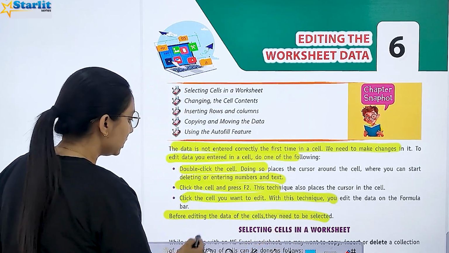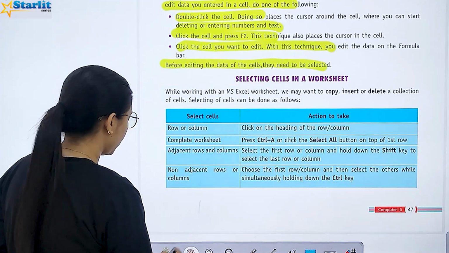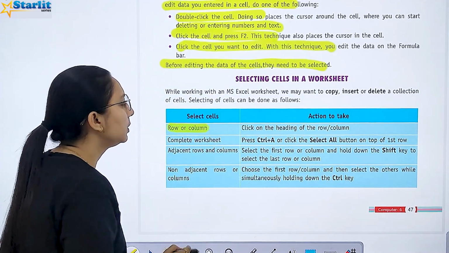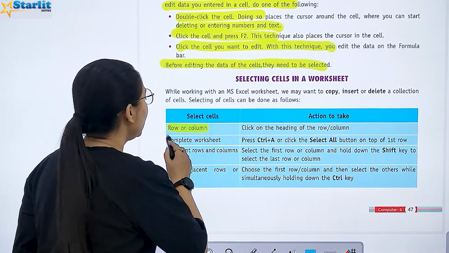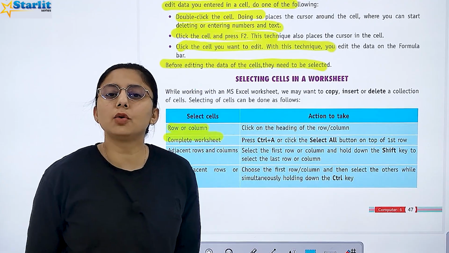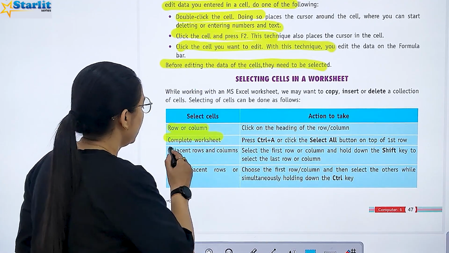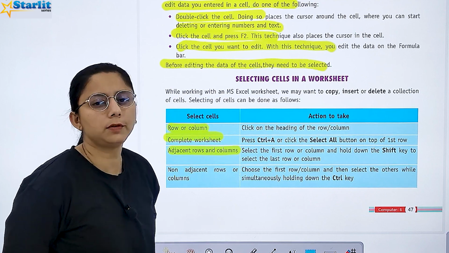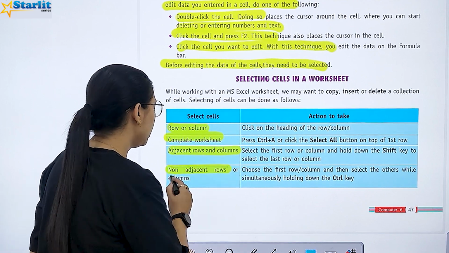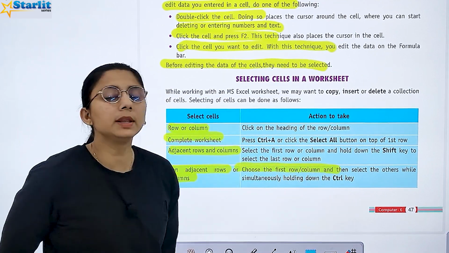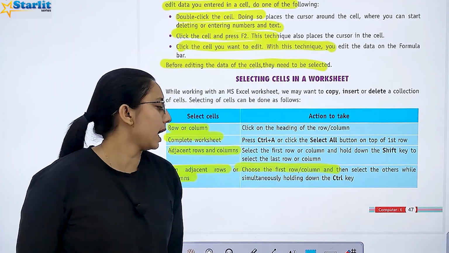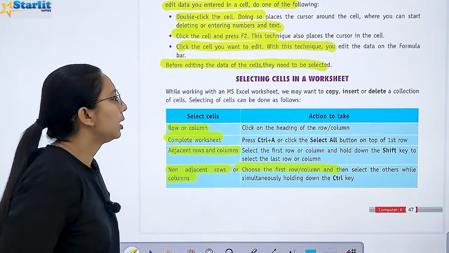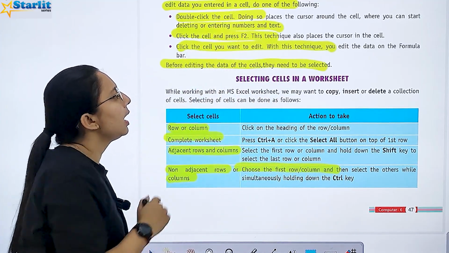Before editing data of the cell, we need to select it. First is a row or column: click on the heading of the row. Then, for the complete worksheet, you will press Ctrl+A or select all. For adjacent rows and columns, select the first row or column and hold down the shift key. For non-adjacent rows or columns, choose the first row or column and then select the others, simultaneously holding down the control key, right?